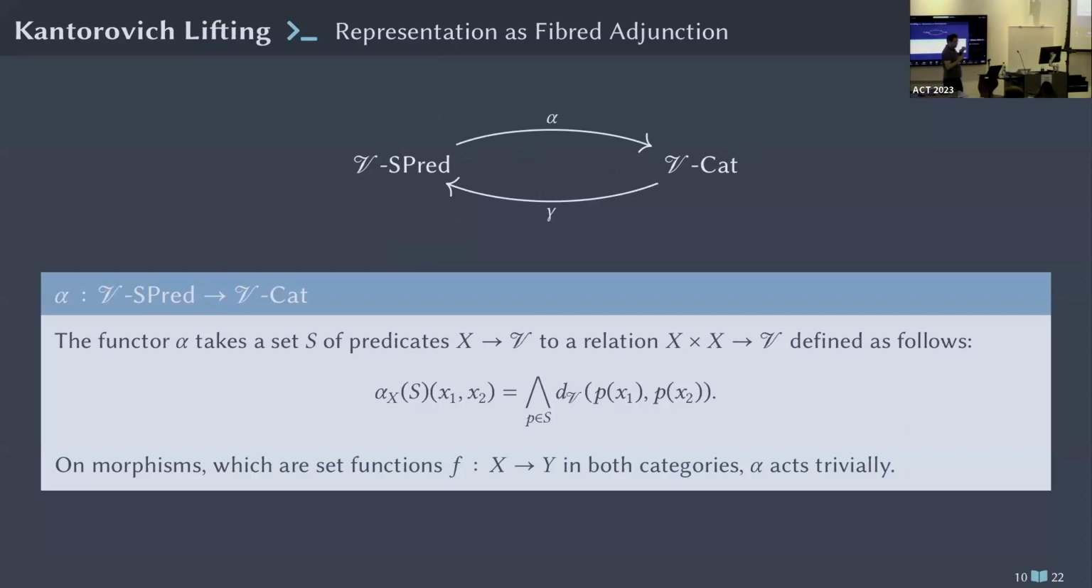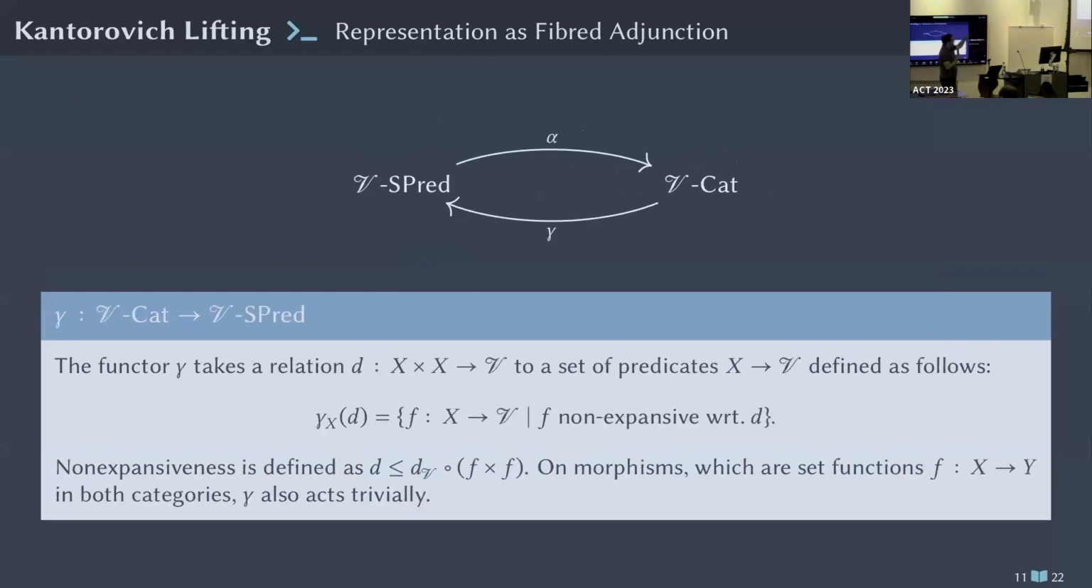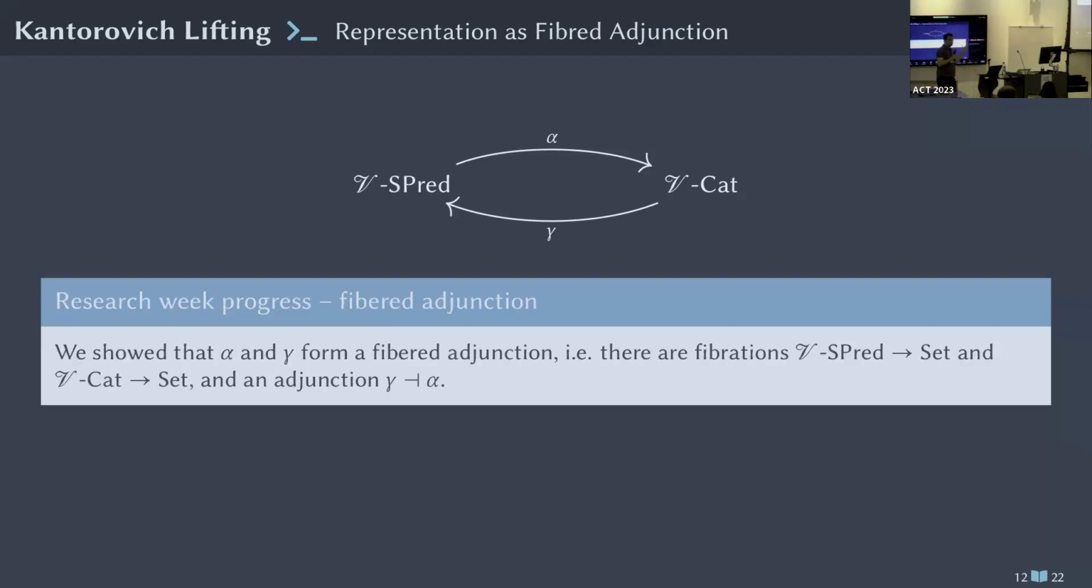So if you have a set of predicates, then from these you can actually compute a distance, which just arises by evaluating all these predicates and taking the maximum distance that you get. But because we're in quantales, the maximum distance actually turns into an infimum. And then conversely, if you have a distance, then you can extract from this distance the set of non-expansive maps, or V-functors in quantalic parlance. And so one thing that we worked out during the week was that these two actually form a fibered adjunction, so not just an adjunction, but one that works well with the underlying structure of sets.